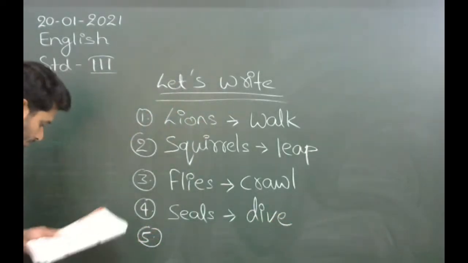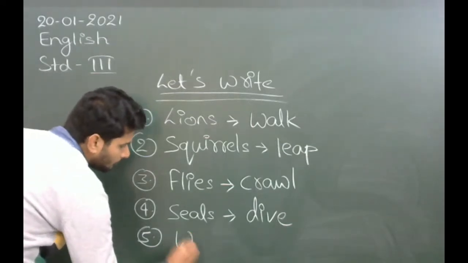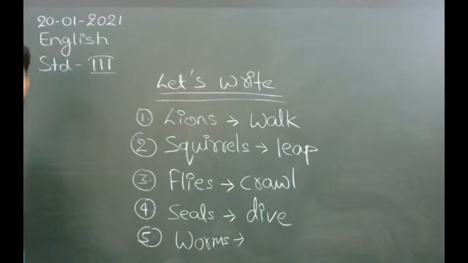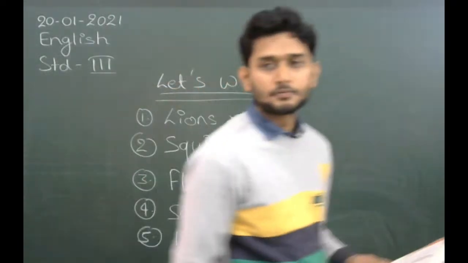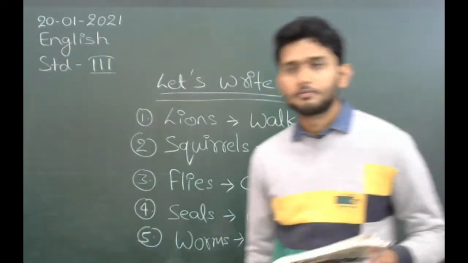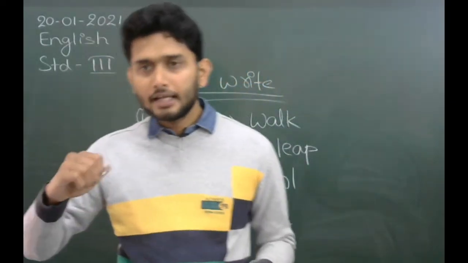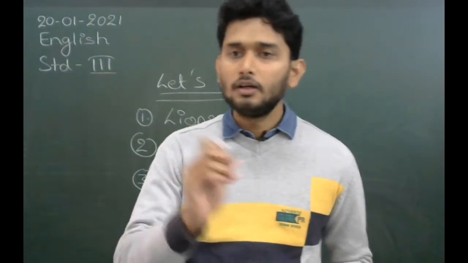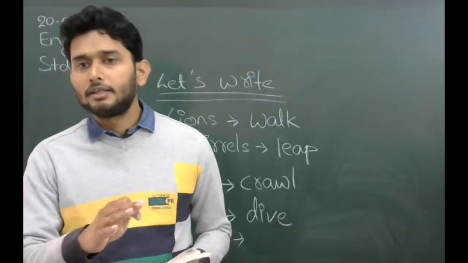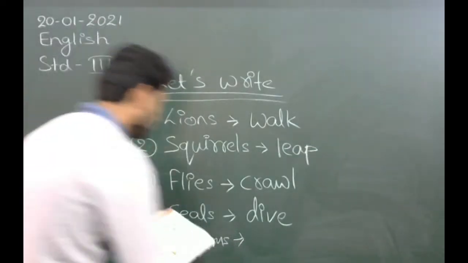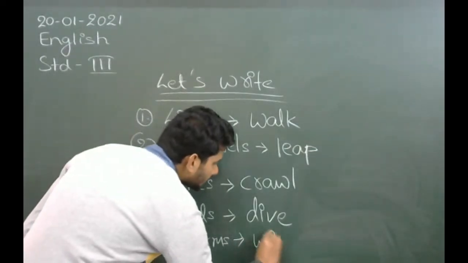Now fifth one is worms. How does a worm move? A worm moves by moving his body back and then moving ahead. That is called moving up and down. That is called wiggle. Very good. Worms, Tanishka. Very good. That is called wiggle.